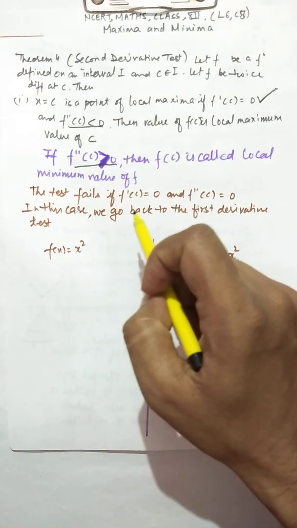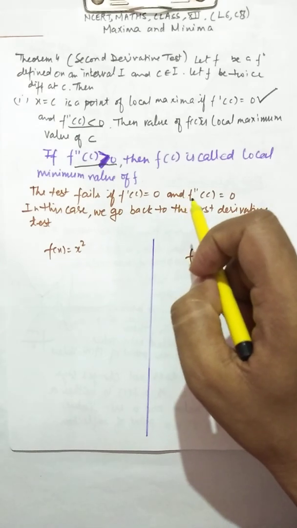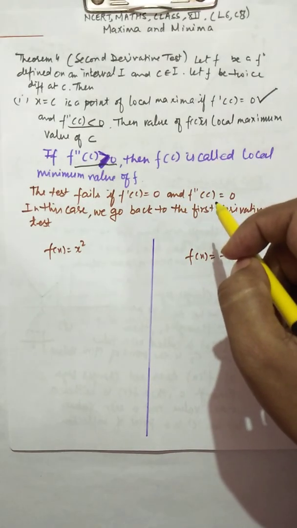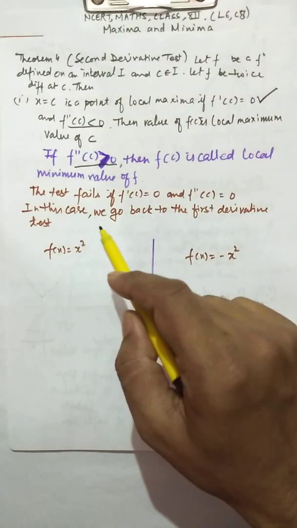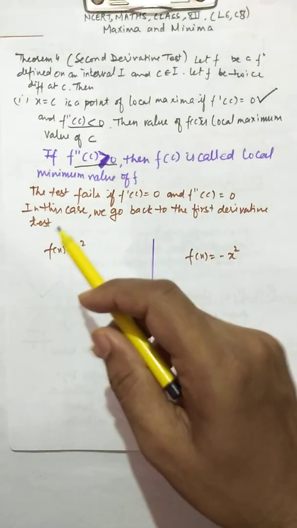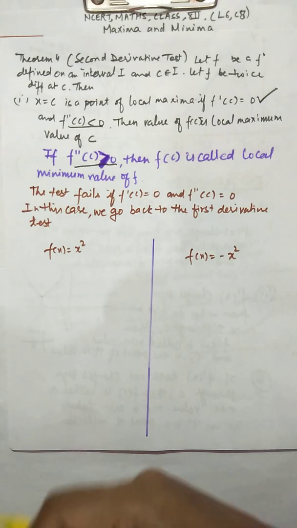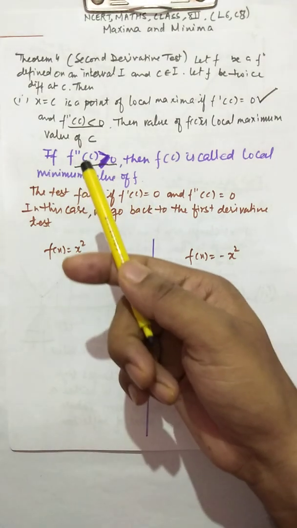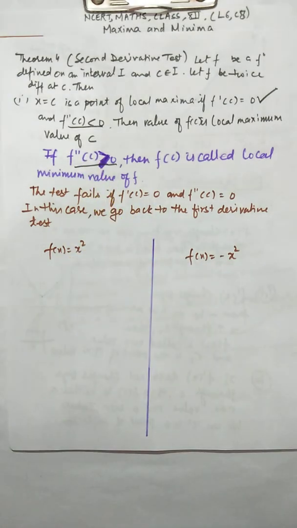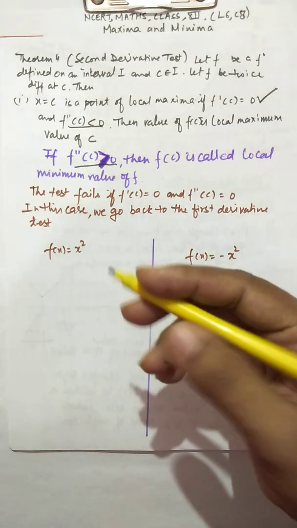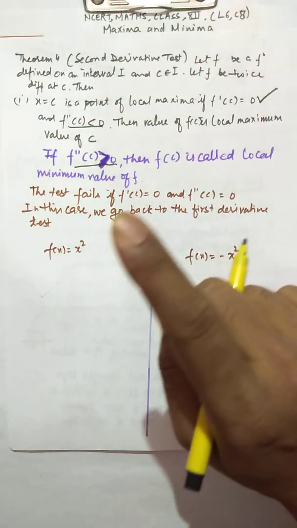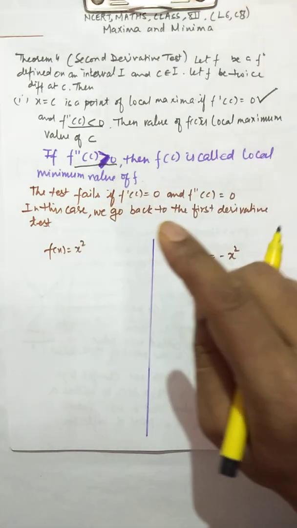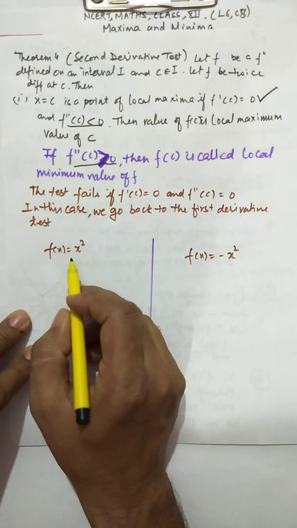And the test fails if f'(c) = 0 and the double derivative is also equal to 0 at that point c, which is a critical point. In this case, we go back to the first derivative test. Now I will explain the importance of this double derivative. You know that critical points you will obtain either at the valley or at the top of the hill. So try to understand what this means.